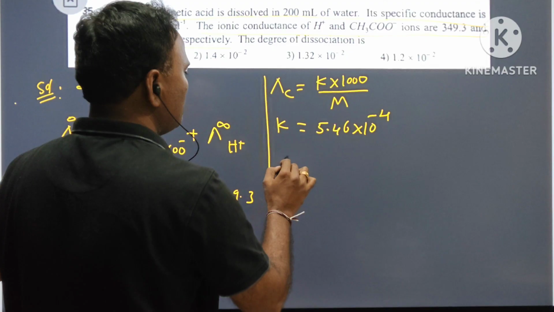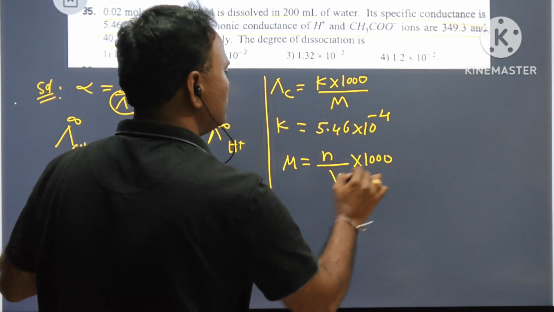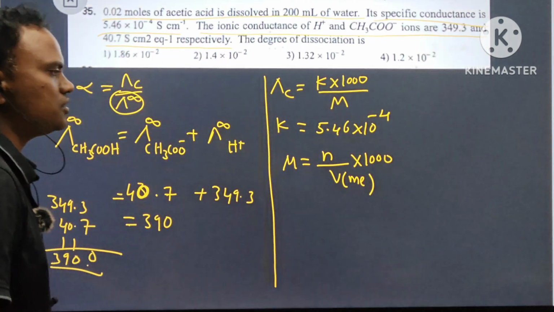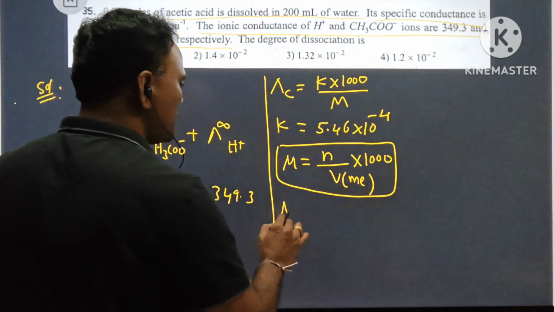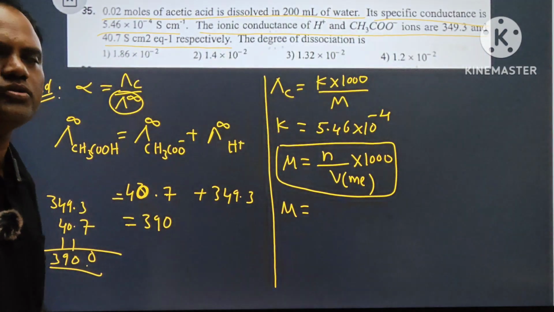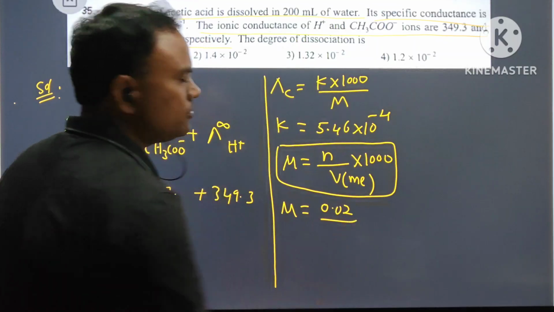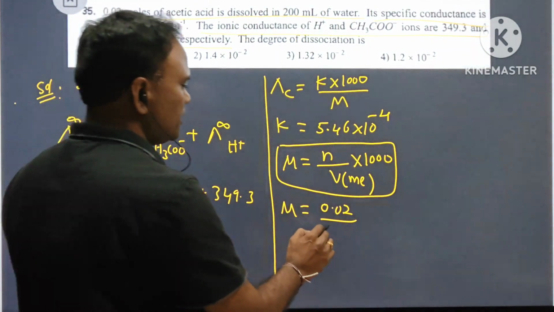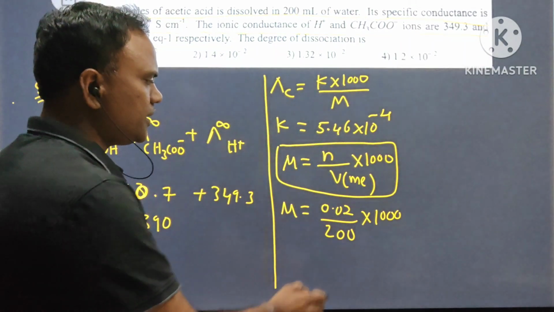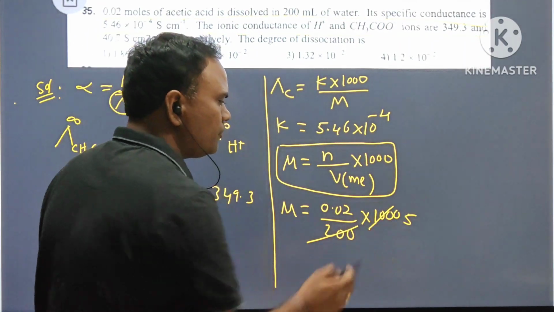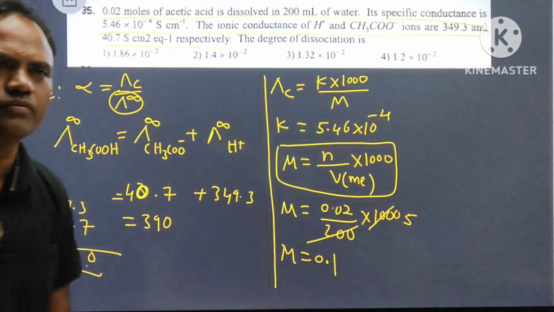What is the molarity formula? Molarity is equal to number of moles by volume in ml into 1000. Number of moles given to you is 0.02, and volume is 200. 1000 by 200 is 5 times. So 5 into 0.02 means molarity is equal to 0.1.